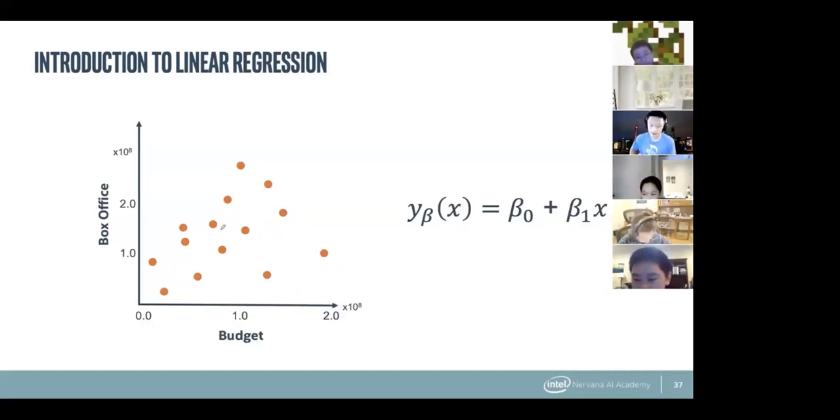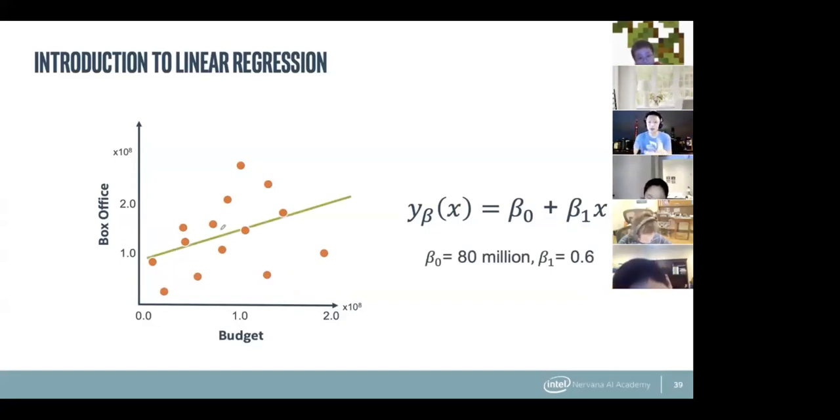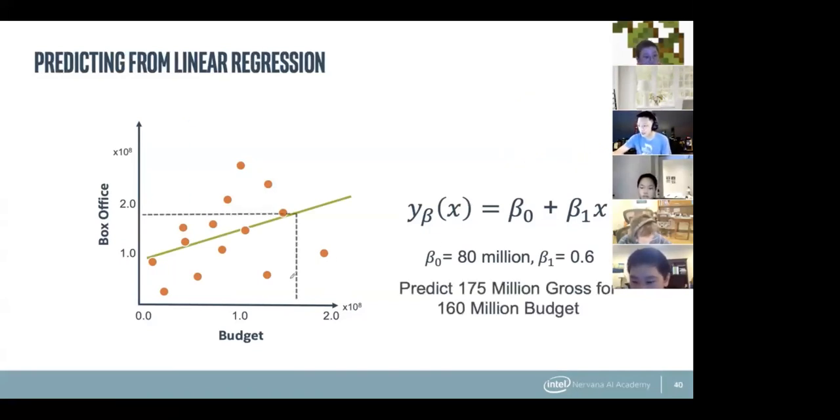Now, in regression, let's just say that we ran the regression, we solved it, and we got these two parameters. This is 80 mil, and this is 0.6, whatever unit this is. And we have this, then we can do the prediction, right? Because if something comes in at a $160 million budget, we would plug this into our function here, and we would get a box office of approximately 175 million. So this is good. It's a good estimate.